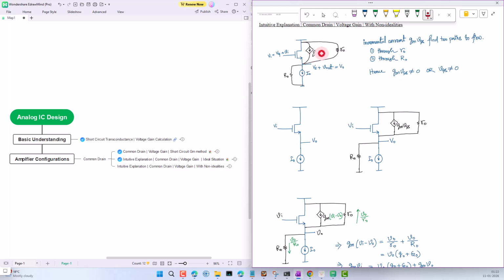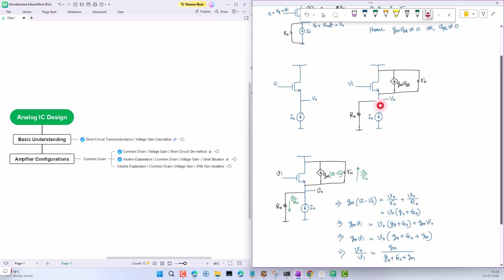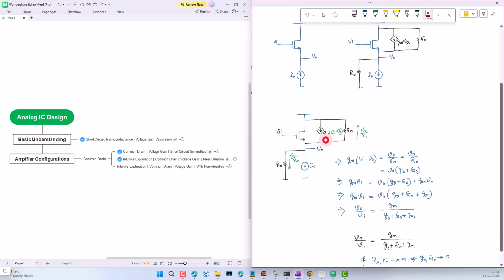Okay. Now we can quickly calculate the voltage gain from input to output side. Basically, if you apply KCL at this node, it has three current components. Okay, one is g_m times (V_i minus V_out). Another is V_out by r_o. So this is basically the output node. So this is V_out by small r_o, and this is V_out by capital R_o.